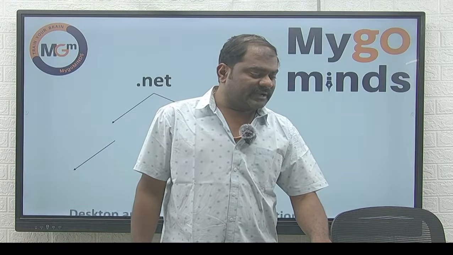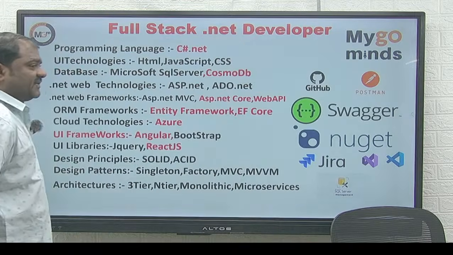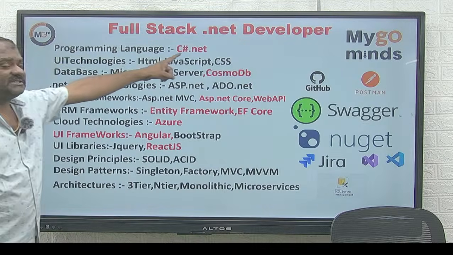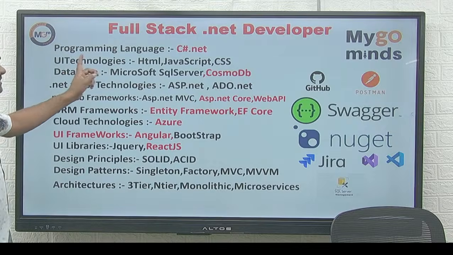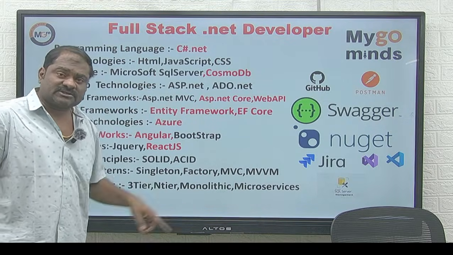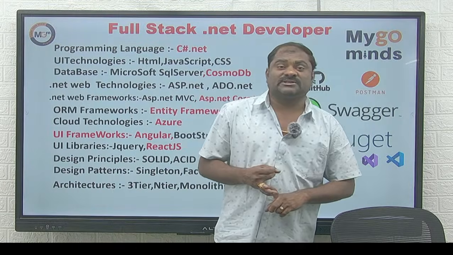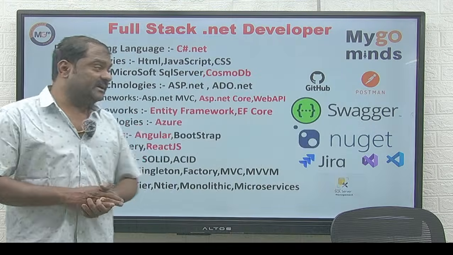So if you want to become a full stack .NET developer, what courses do you have to learn? See here, this is the roadmap. First of all, you have to start learning the programming language, that is C#.NET. UI technologies: HTML, JavaScript, and CSS. Database: SQL Server, CosmosDB, Azure Cloud, Azure Blob Storage, binary large object. That is also very in demand in the market.